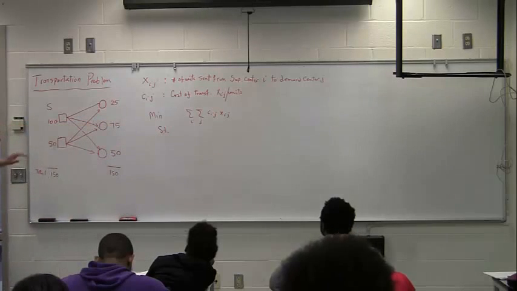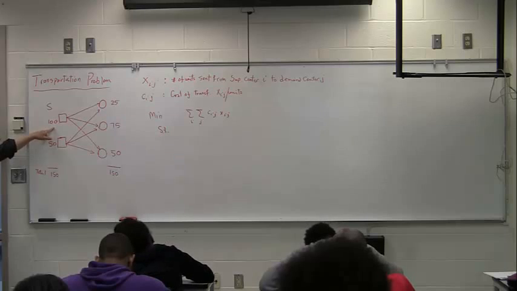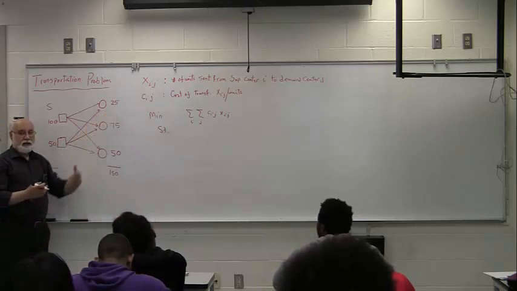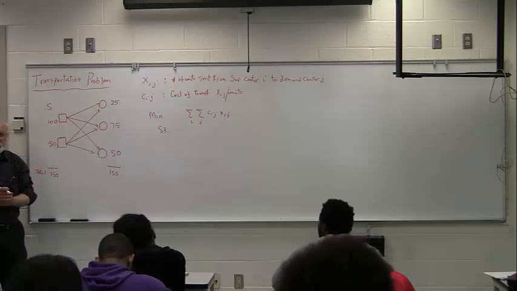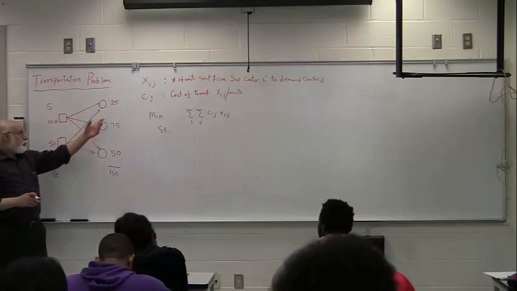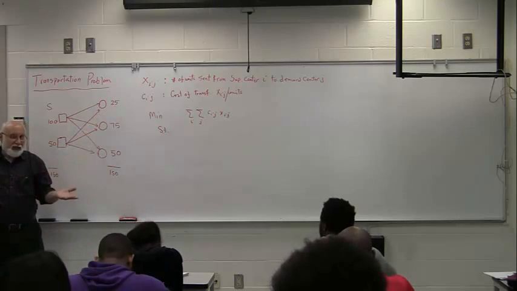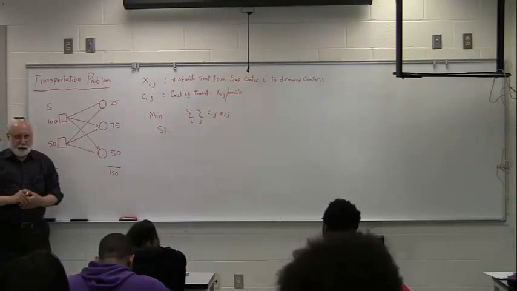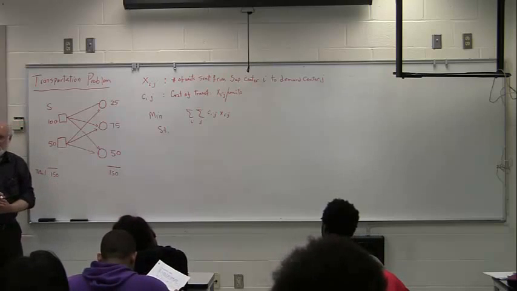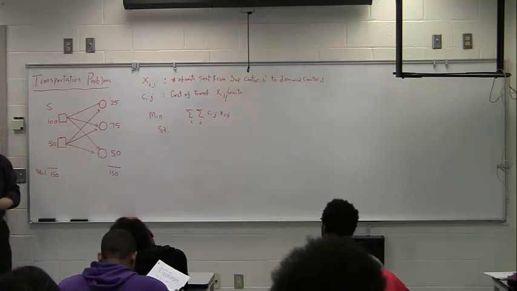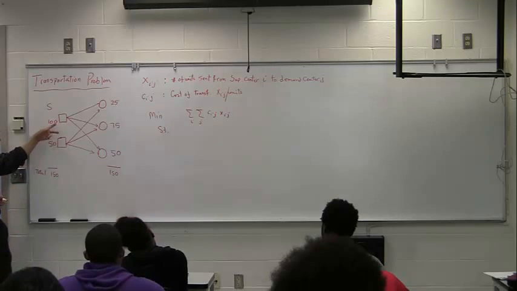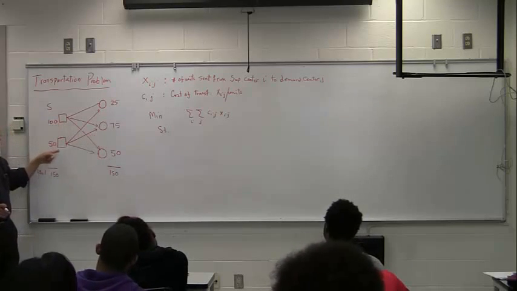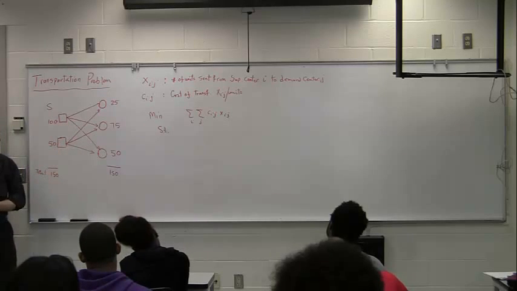There are 2 sets of constraints. One is that each supply center cannot send more than what it has. And each demand center needs to be satisfied. So this one will not be getting more than 25, will not be getting less than 25. When we are dealing with a balanced problem, it will be getting 25. This one will be getting 50. That 50 can come from either this or this, or part from that, part from this.